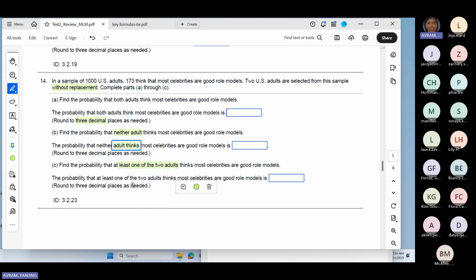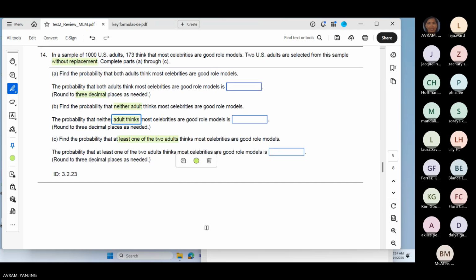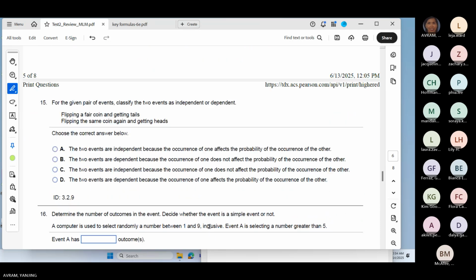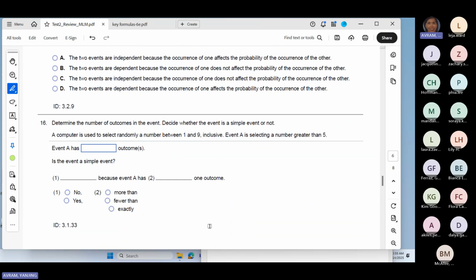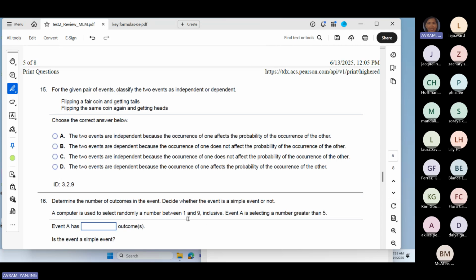Any questions about this one? Anyone has any questions? Okay, last 2 questions.